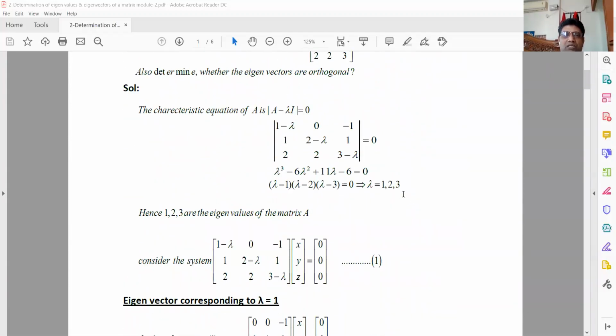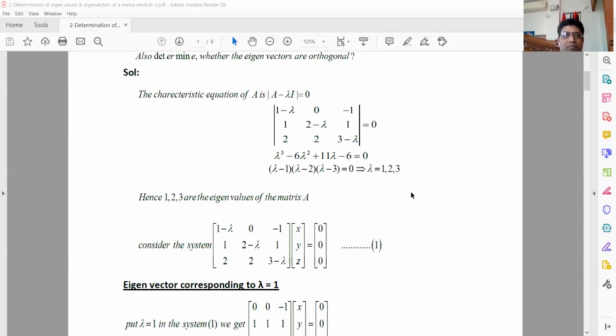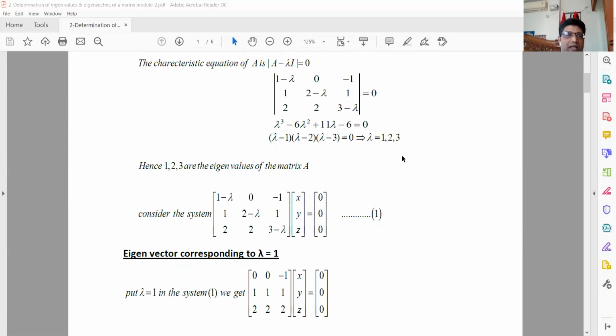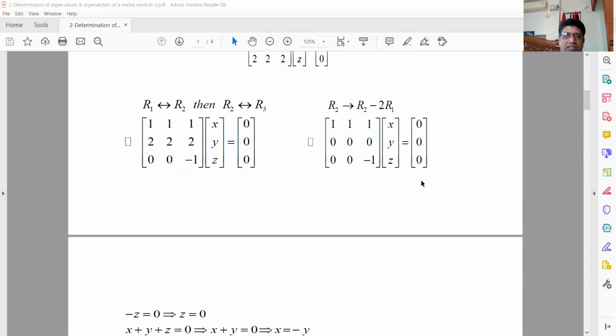If I am asking what is the algebraic multiplicity for lambda equals 1, it is 1 only, because 1 is not repeated. For 2 it is 1, for 3 it is 1. Next, coming to the geometric multiplicity, for lambda equals 1, how many eigenvectors did you get? For each and every eigenvalue, you got 1 corresponding eigenvector. So in this case, algebraic multiplicity as well as geometric multiplicity are both the same.